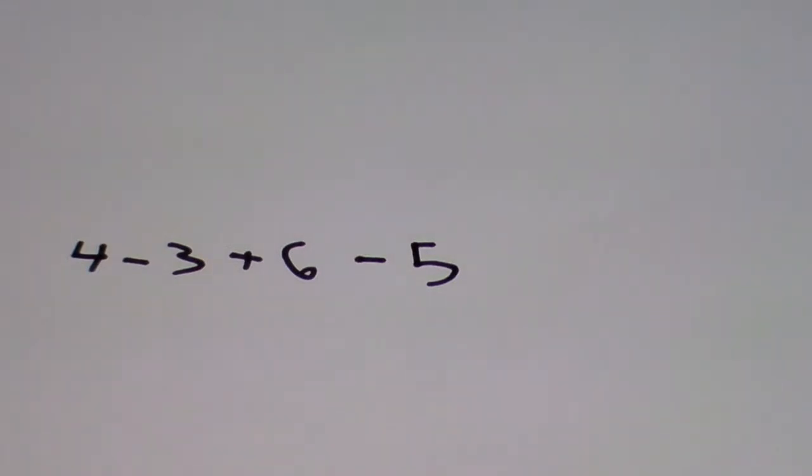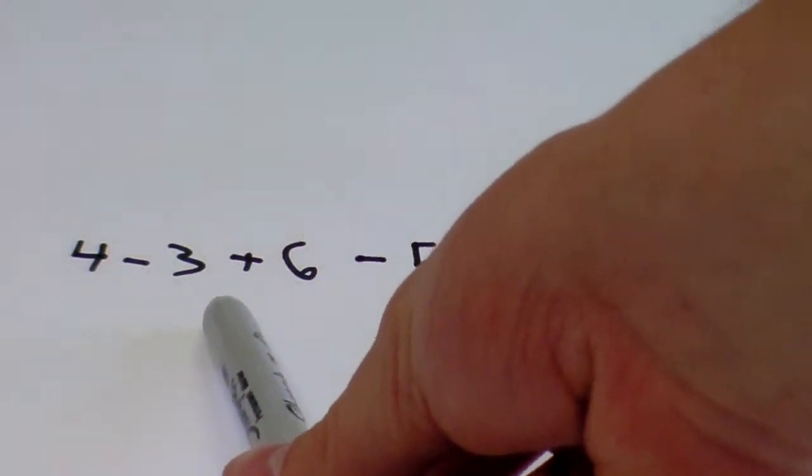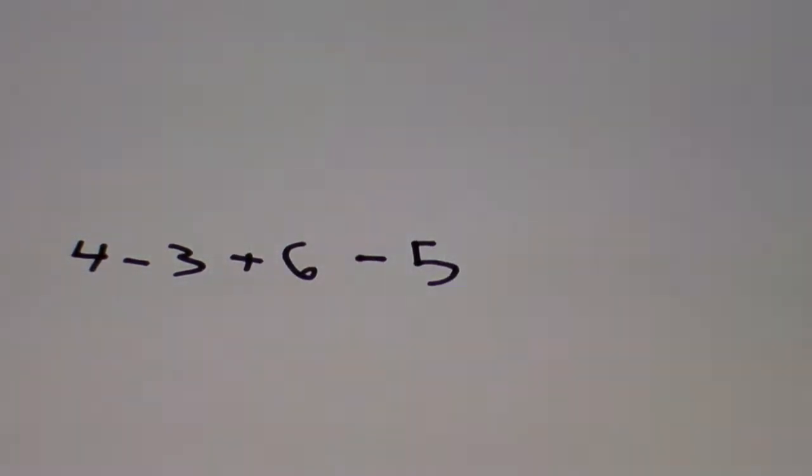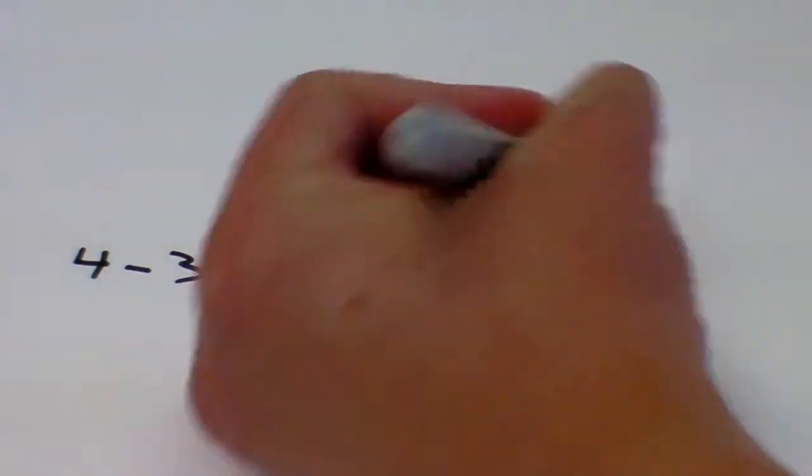Alright, let's look at this series of numbers here. The order of operations tells us that when we add and subtract numbers, we do them both at the same time from left to right. So we take 4 minus 3, that's 1, add 6, you get 7, and then subtract 5, and you get 2. So our answer should be 2.